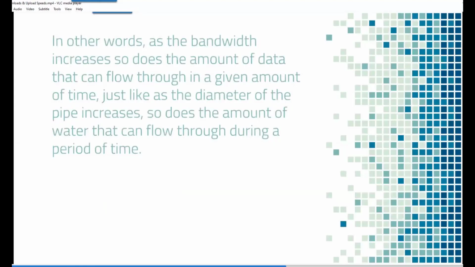So in other words, as the bandwidth increases, so does the amount of data that can flow through in a given amount of time. Just like as the diameter of the pipe increases, so does the amount of water that can flow through during a period of time.